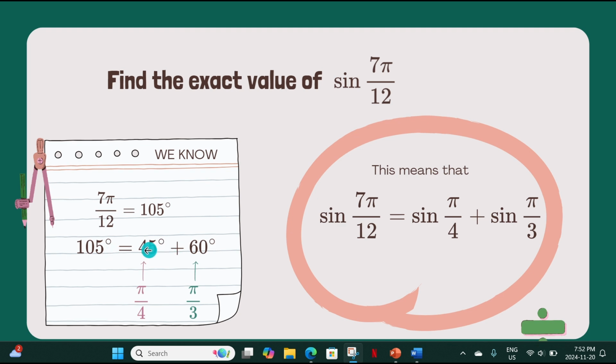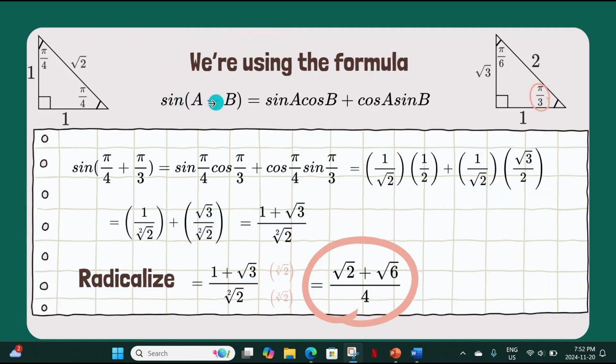And then we have to find two angles that we can either add or subtract to get to 105 degrees. In this case, it's going to be 45 degrees and 60 degrees, which are pi over 4 and pi over 3. So this means that sine 7 pi over 12 is equal to the sine of the sum of pi over 4 plus pi over 3. Because we're adding and it's a sine function, we're going to use this formula. You can check back on the formula slide to make sure.